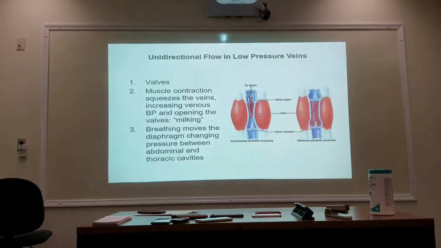So we talked about the 0 to 10 pressure on the veins. And so we have the valves, one-way valves, unidirectional valves, and muscle contraction that will allow the blood to return back into the heart. The concept of the muscle contraction is known as milking.